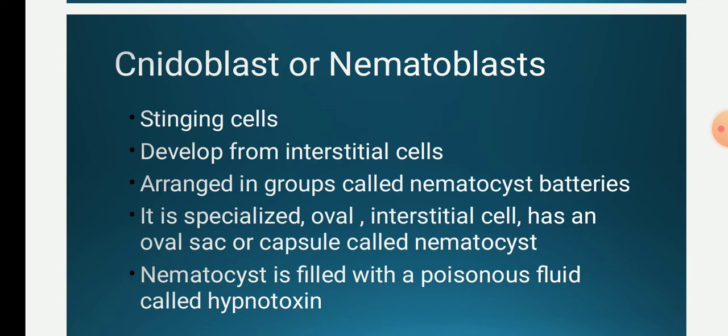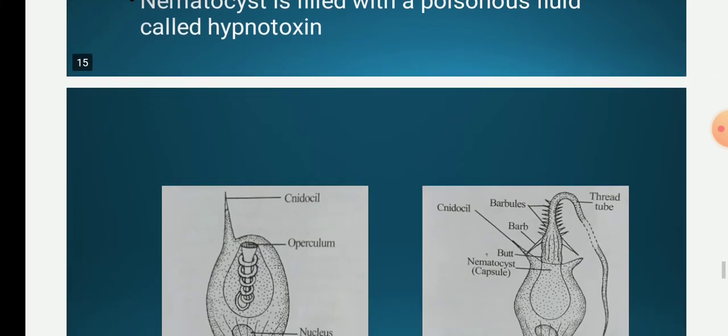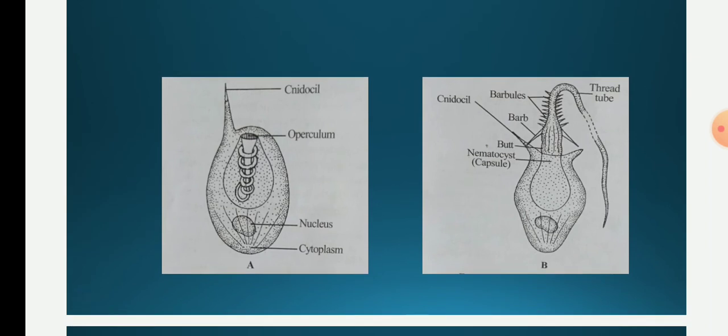Each cnidoblast is a specialized oval interstitial cell and has an oval sac or capsule called a nematocyst. The nematocyst is surrounded by cytoplasm and nucleus. The nematocyst is filled with the poisonous fluid called hypnotoxin. Okay. This is the structure of nematoblast, the cnidoblast. A1 is the resting one and B1 is the discharged one.